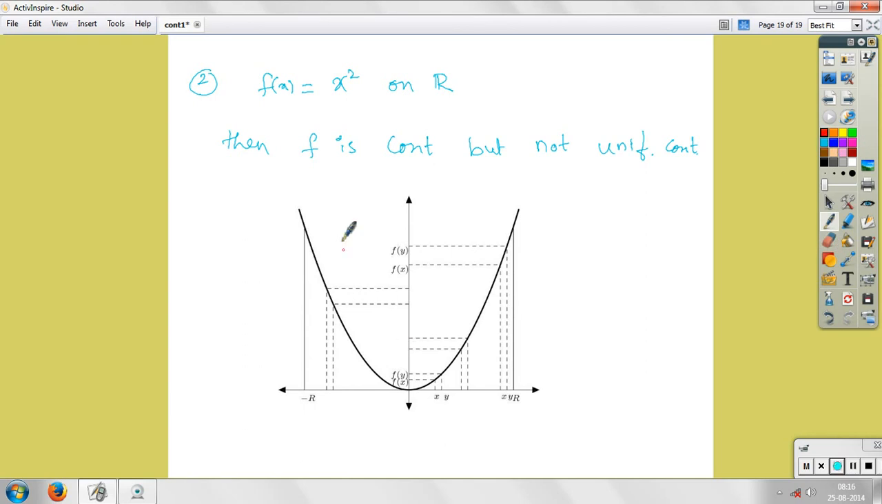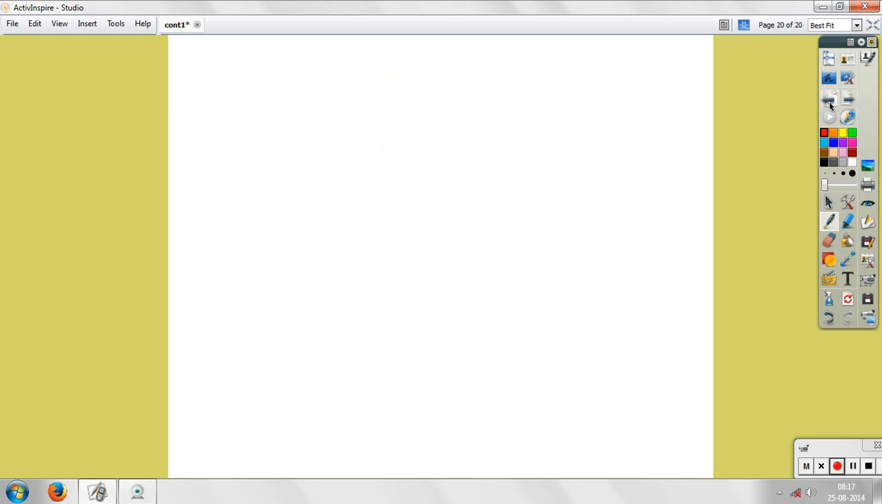So if you see, this is the graph of f of x is equal to x square, and if x and y are large, then f of x and f of y are large. So this suggests to take epsilon, suppose it is uniformly continuous, for this epsilon there exists delta greater than 0 satisfying that condition. Now by Archimedean property, there exists a natural number n such that 1 upon n is less than delta.